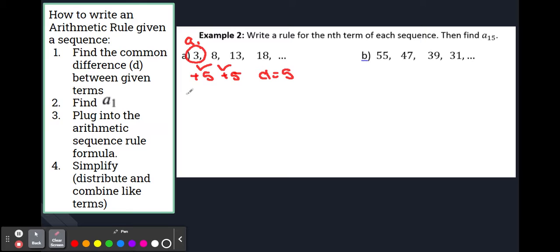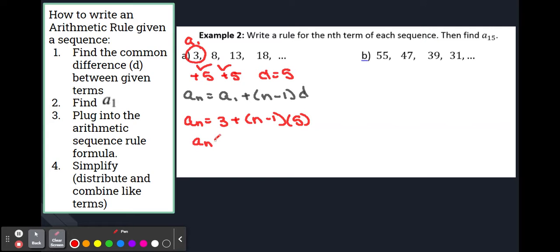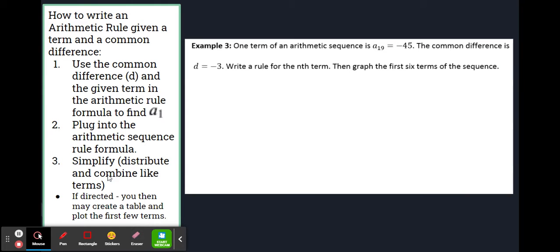So again, if I pull out that rule, and we like rules that have formulas because we can plug in everything we need to know, a sub n equals a1, which is 3, plus n minus 1 times d, which is 5. And then again, you would distribute and clean that up as neatly as you can. And there's your rule. So it's nice, easy, quick. Once you're given a sequence, find the difference, grab your a1, plug it in and simplify. We'll go through a bunch of examples.